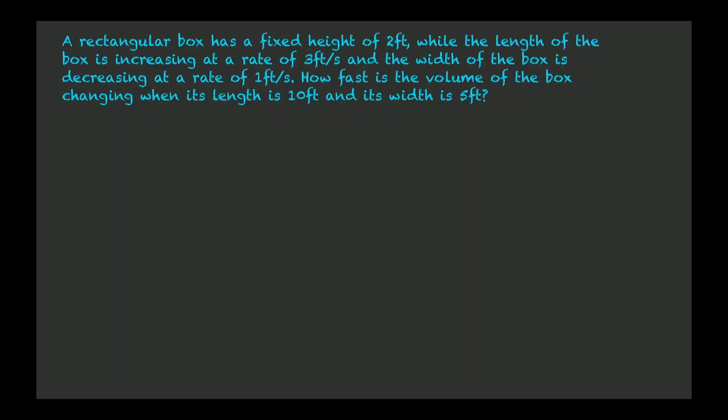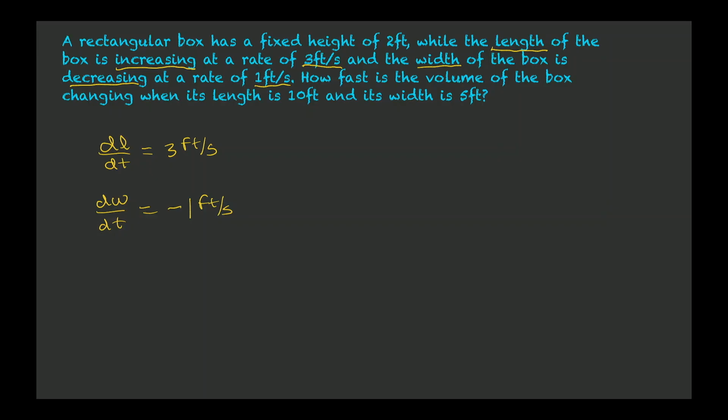And again, these are identifiable by the units. The 3 feet per second is the length increasing. So I could write that down as dl/dt, and again, all of our derivatives are with respect to time, is equal to 3 feet per second. On the other hand, the width is decreasing at a rate of 1 foot per second. So I might write that as dw/dt, the change in the width per time, is equal to 1 foot per second. But because it's decreasing, or getting smaller, I need to use a negative on that unit.